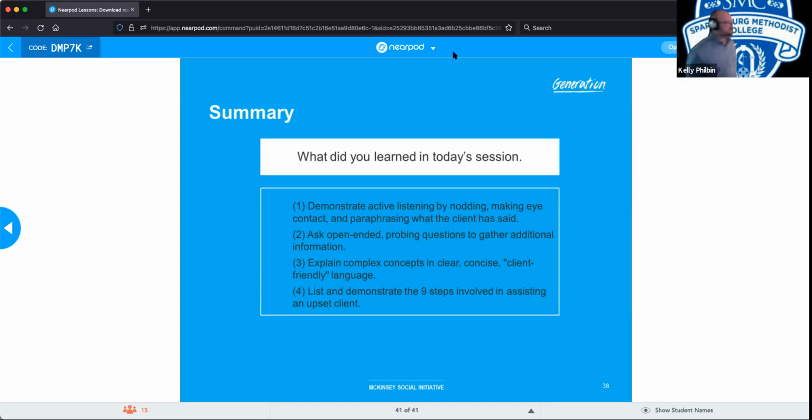All right, well, with that, we should be able to demonstrate active listening by nodding, making eye contact, and paraphrasing what the client has said, and should be able to now ask open-ended probing questions to gather additional information, explain complex concepts in clear, concise, client-friendly language, and list and demonstrate the 9 steps involved in assisting an upset client.